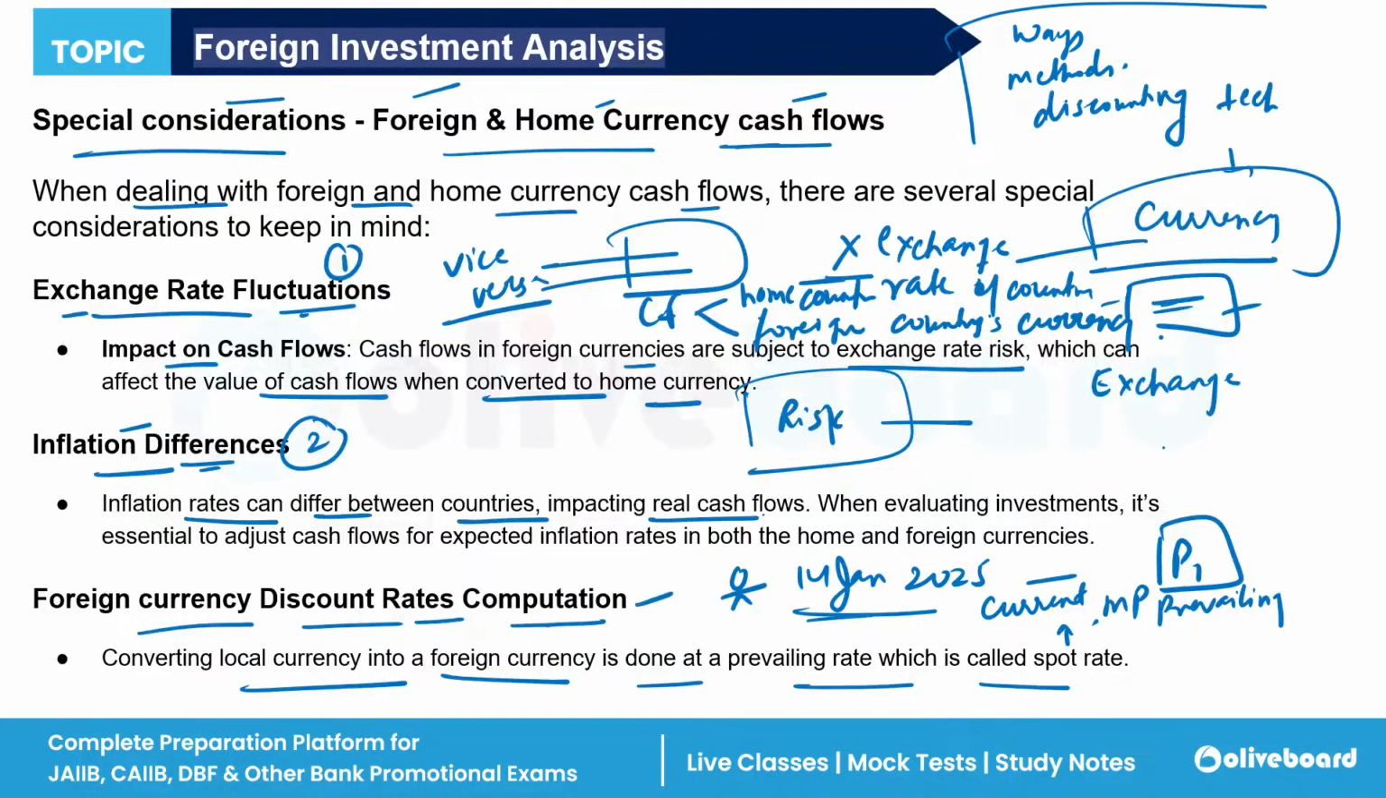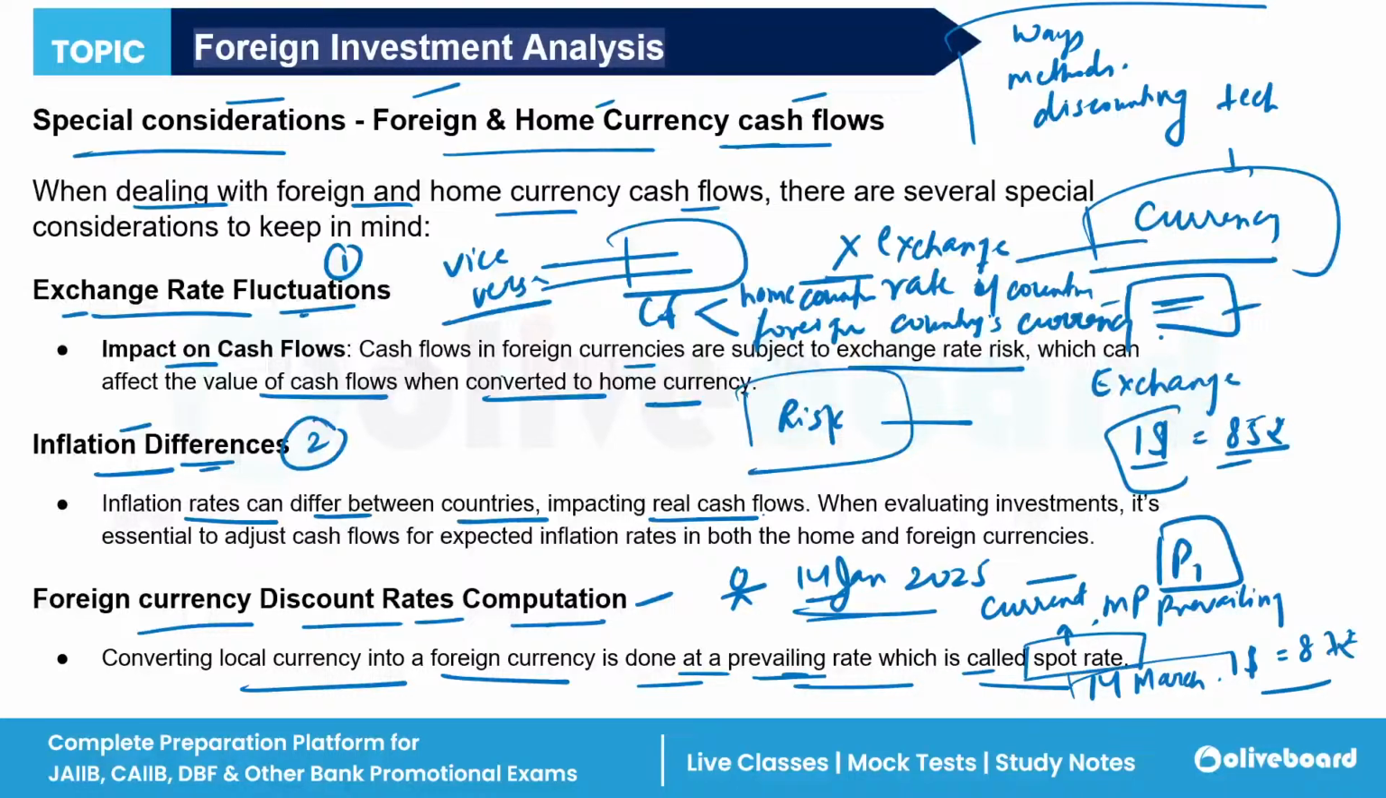For example, let's take an example for today. As of 14th Jan 2025, $1 equals 85 rupees. So you are investing today. So what will $1 cost? 85 rupees. Now, suppose you are investing after 2 months, on 14th March. What is the current prevailing rate in that country? Let's say $1 becomes 87 rupees. So this is the spot rate, done at the prevailing rate. This is the rate which is prevailing in the foreign country. That rate is known as the spot rate. Am I clear with this important topic?